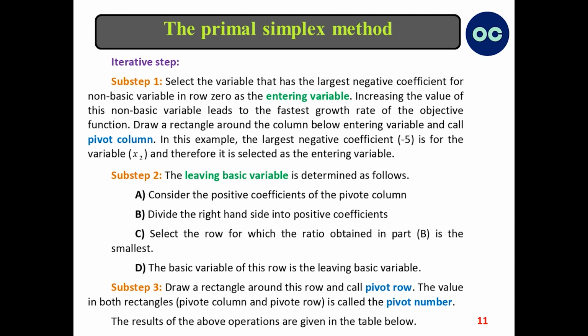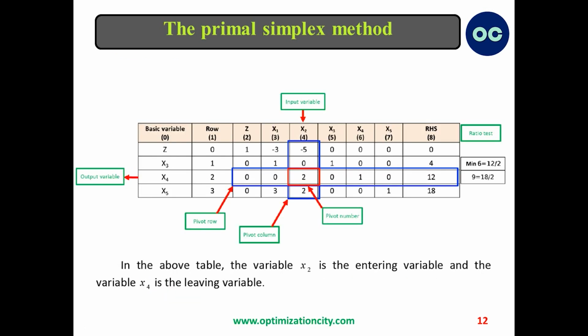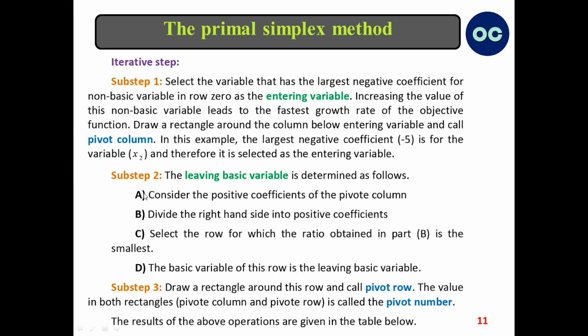So it's selected as an entering variable. We draw a blue rectangle under the x2 column, which we call the pivot column. In substep 2, we determine the leaving basic variable by following this step. Consider the positive coefficients in the pivot column.